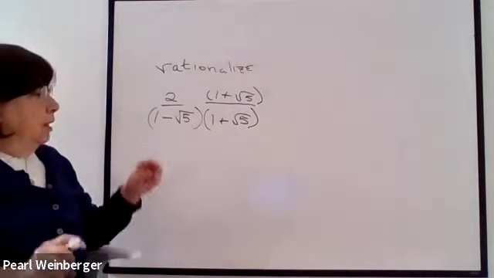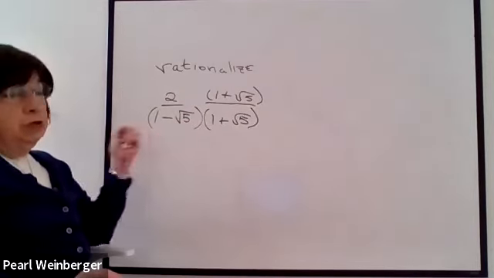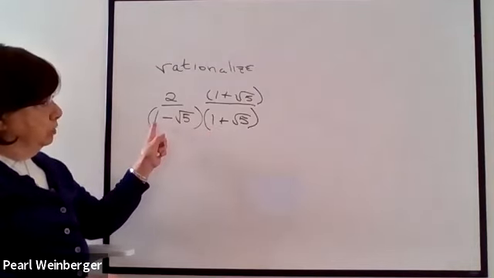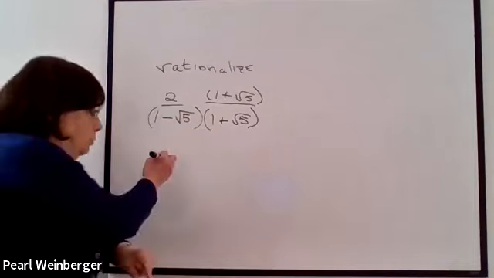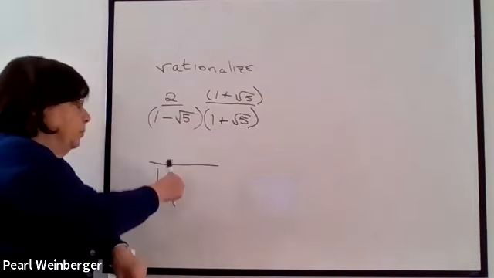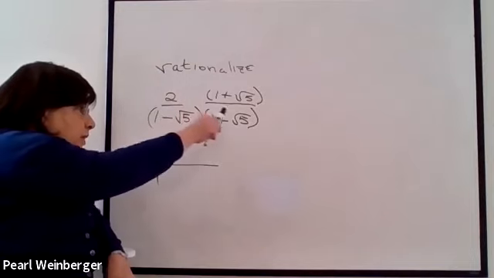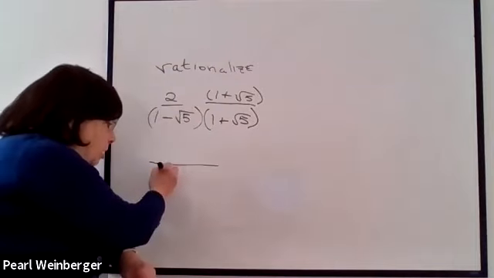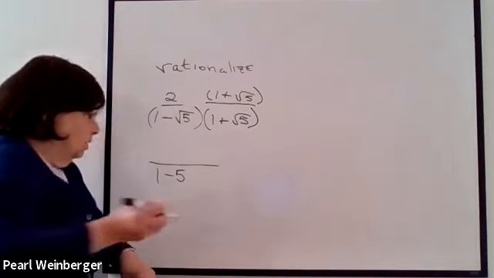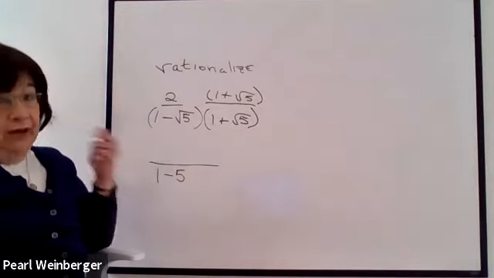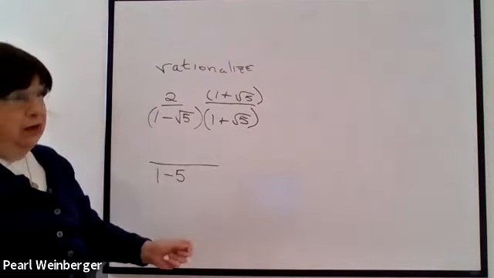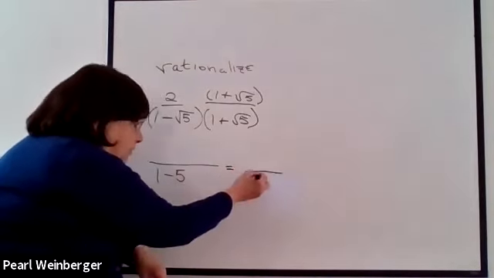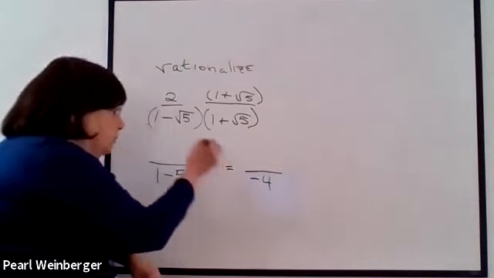How do I go about doing that? Well, I'm gonna do the denominator first. Because when they're conjugate binomials, all I have to do is multiply first. 1 times 1, which is going to give me 1. And last, negative radical 5 times positive radical 5, which is just minus 5. No radicals anymore, because radical 5 times radical 5 is just plain 5. Which of course then gives me 1 minus 5 in the denominator, which is negative 4.